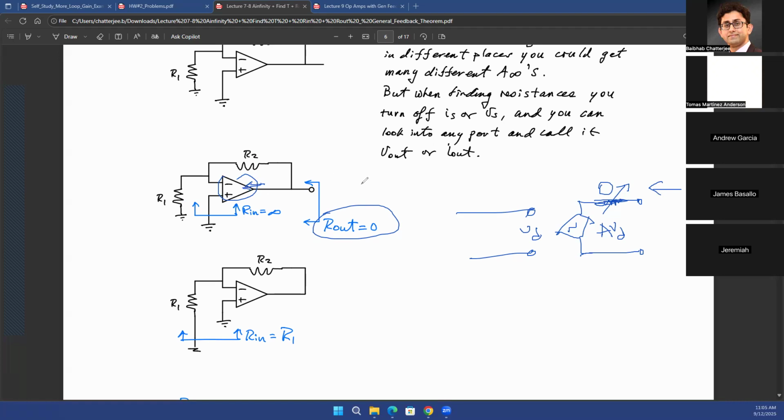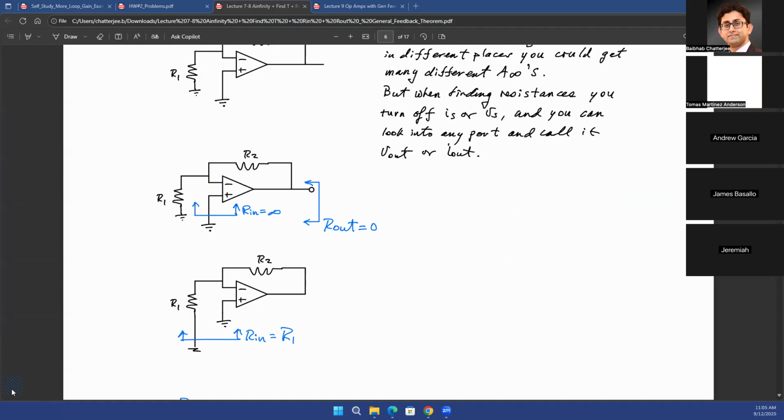But looking into the output port of this circuit, that may or may not be 0. In this case, this is just an example. But keep in mind that in all scenarios, Rin may not be infinite for the system. For the op amp, the Rin is infinite. If you just consider this op amp, this part, the Rin is always infinite. The R out is always 0. There's no question about it if this is an ideal op amp.